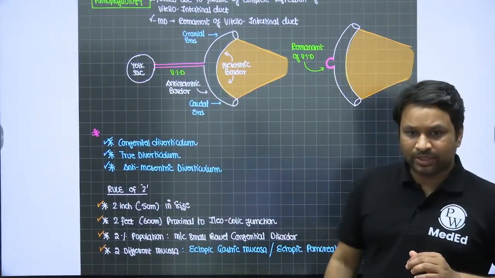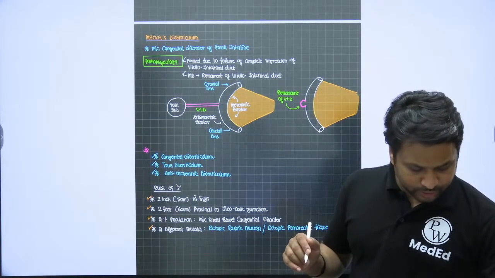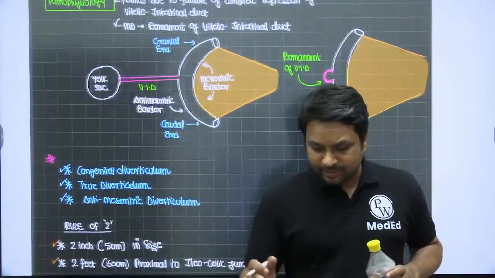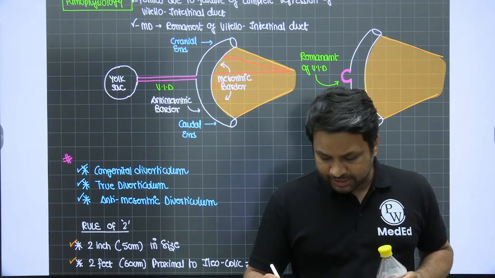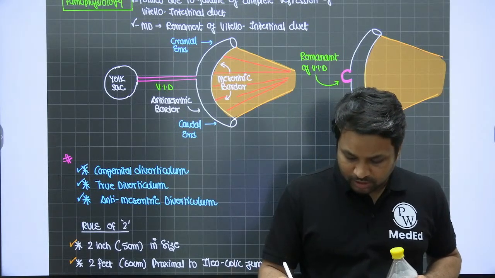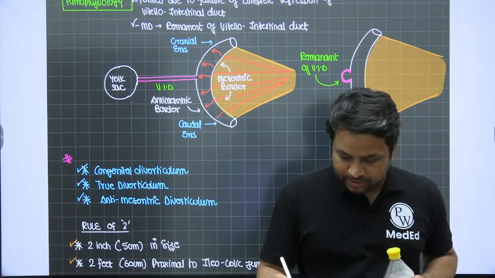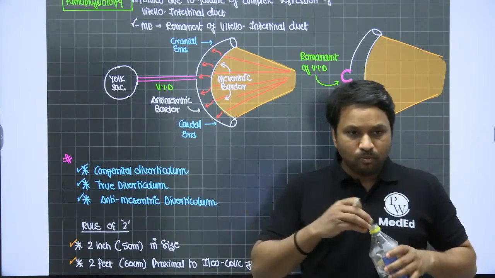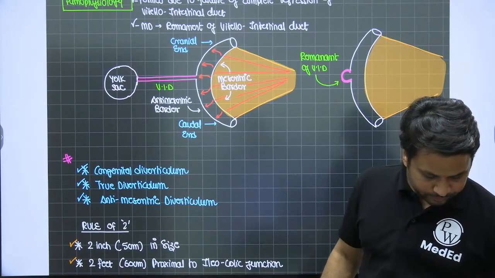So this is with respect to its rule of two presentation. The blood supply comes from the mesenteric border. You will notice the entire blood supply to the bowel comes from the mesenteric border, and then it supplies the anti-mesenteric border. So Meckel's diverticulum is on the anti-mesenteric border, not on the mesenteric border. It is seen on the anti-mesenteric border.